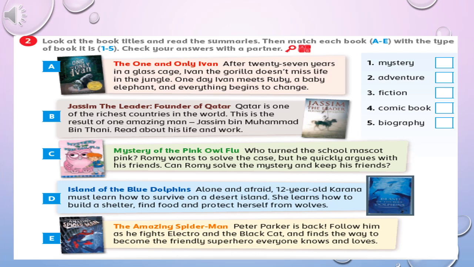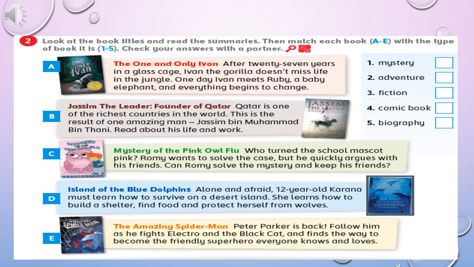The One and Only Ivan. After 27 years in a glass cage, Ivan the gorilla doesn't miss life in the jungle. One day, Ivan meets Ruby, a baby elephant, and everything begins to change. Jassim the Leader, Founder of Qatar. Qatar is one of the richest countries in the world. This is the result of one amazing man, Jassim bin Muhammad bin Thani. Read about his life and work.